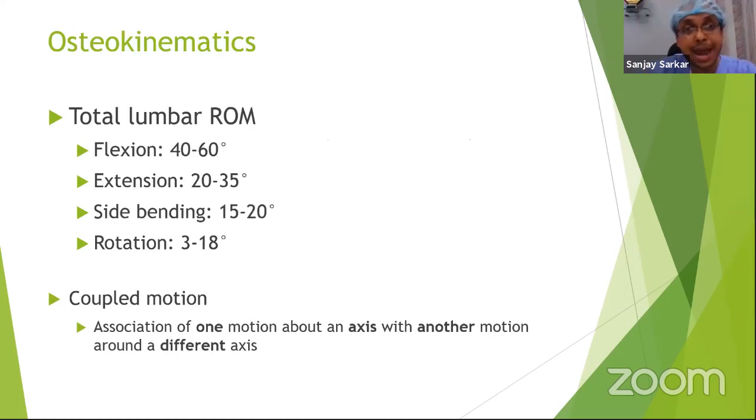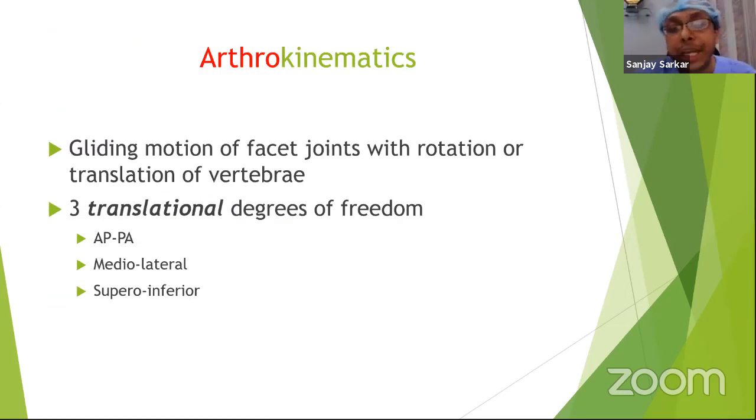Now, from osteokinematics, right over there, to jumping into arthrokinematics. Arthros is between joint, osteo is bone. So now we are jumping into joint. And between joints, it's a gliding motion. What kind of gliding motion? It can go anteroposterior, it can go mediolateral, it can go superior inferior.